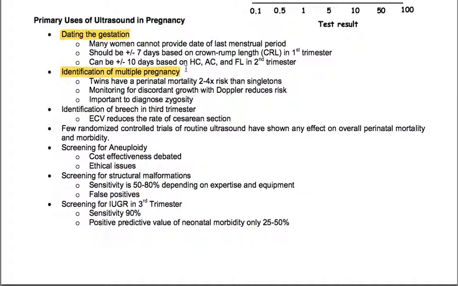Then we have screening for aneuploidy. Cost effectiveness is debated, and we have ethical issues. Then you have screening for structural malformations. Sensitivity is 50-80% depending on expertise and equipment, and we have false positives. And screening for IUGR in the third trimester. Sensitivity is 90%, but the positive predictive value for neonatal morbidity is only 25-50%.